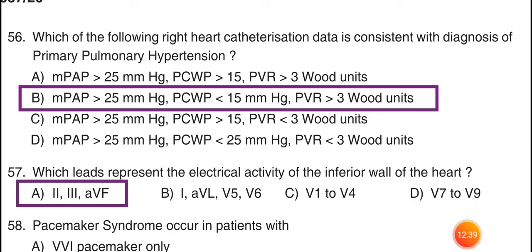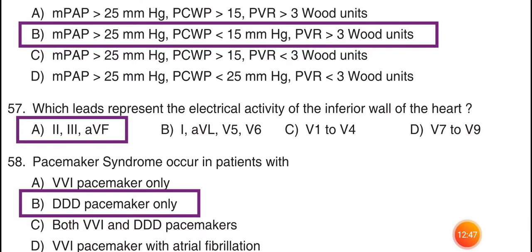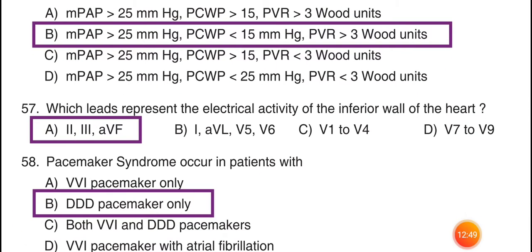MPAP greater than 25 mmHg, PCWP less than 15 mmHg, PVR greater than 3 Wood unit. 57. Which leads represent the electrical activity of the inferior wall of the heart? Option A, 2, 3, AVF.